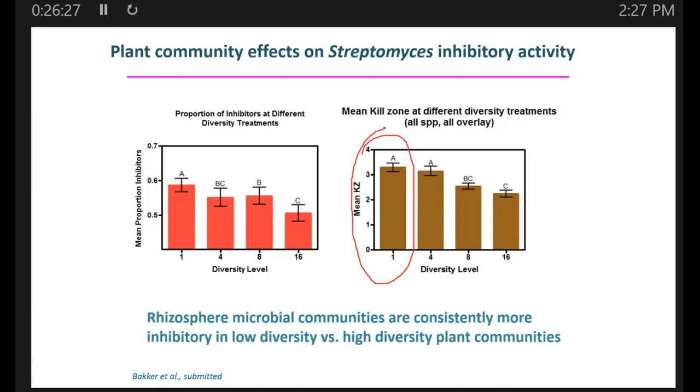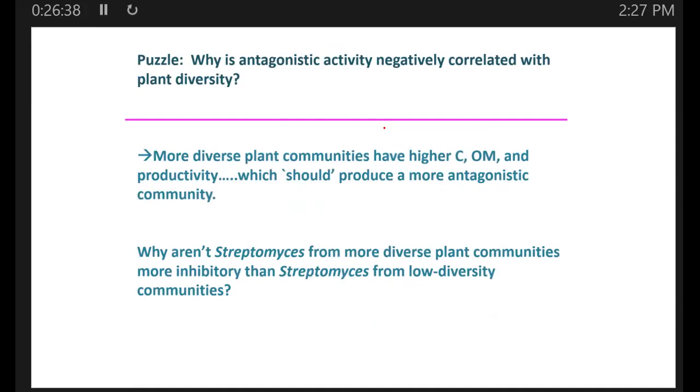Monoculture in this case is the low diversity idea. High diversity is the 16 species, the polyculture idea. So it really gets you thinking about it: if you have 16 different species in that field, that means there are different carbon sources, different organic matter composition. You would think that would be better to help support good biocontrol, but it's actually reversed. We saw with a monoculture, a less diverse plant community, we actually had better streptomyces inhibitory profiles.